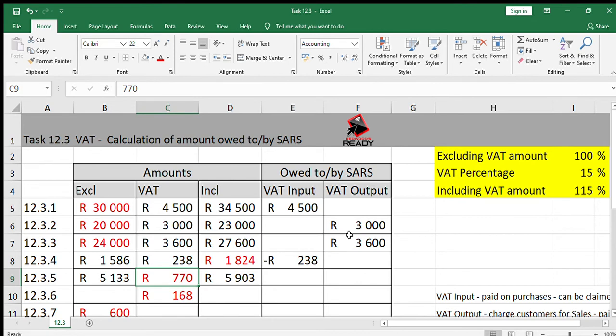So this was for equipment which she had purchased. So this is on purchases, it is VAT input. So I'm going to put it into the input column, 770.